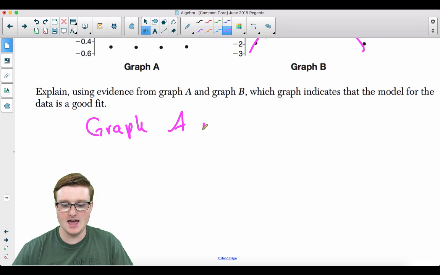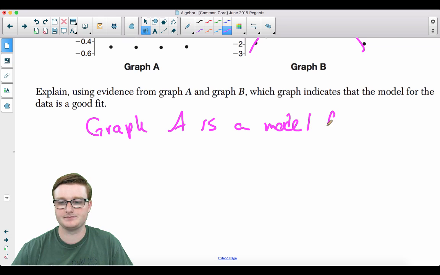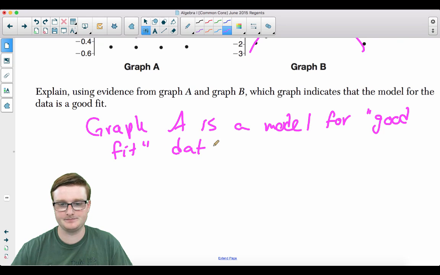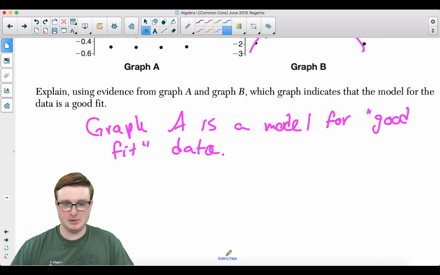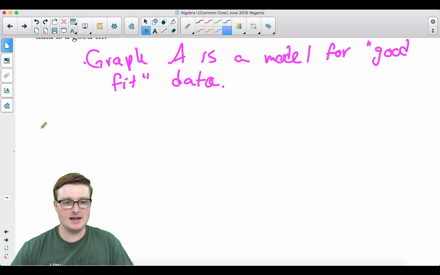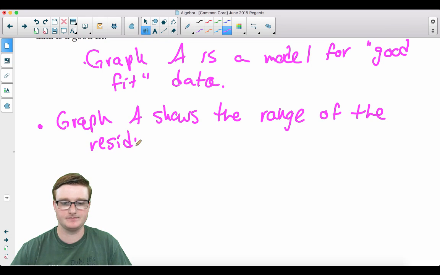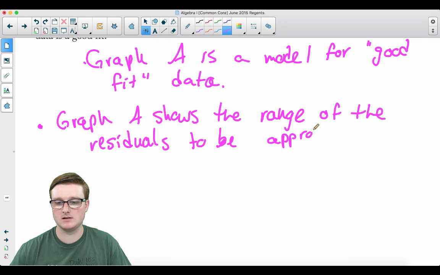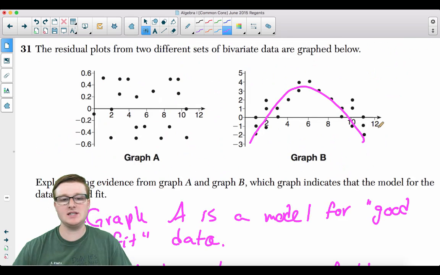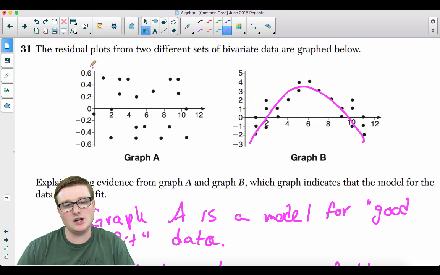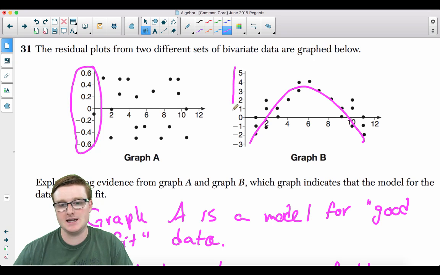So you're going to say that graph A is a model for good fit data. Now it says explain. So by explaining, you're going to say that graph A shows the range of the residuals to be approximately plus minus 0.5. And the reason why you see that is look at the difference of numbers on the left compared to here and then compared to here.